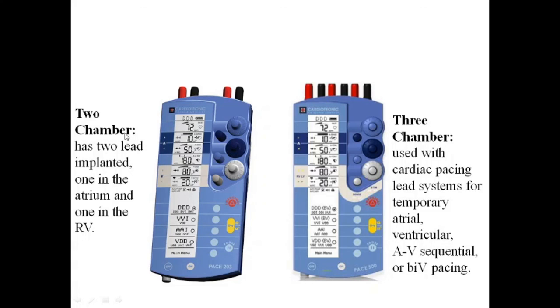And this is the picture of a two chamber. It has two leads implanted, one in the atrium and one in the right ventricle, as discussed earlier. And these are the control knobs. The doctor can operate this.